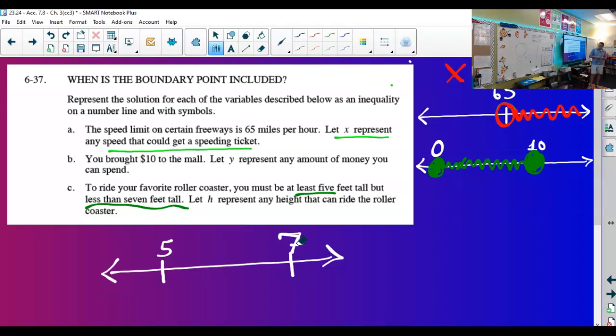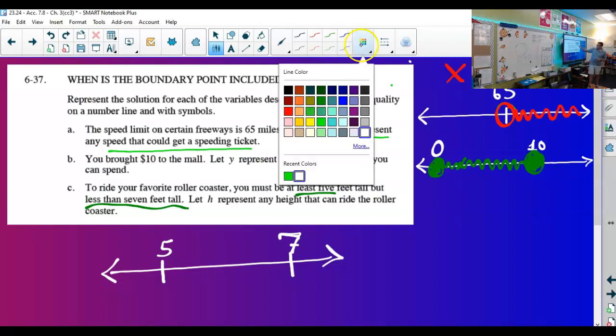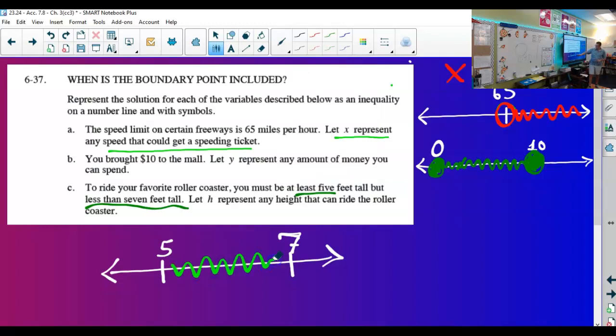Anything inside of that is fine, but anything below or above is not. What about the 5? The point at 5. Can I be 5 feet? Yes, you can. At least 5 feet tall. Yeah, I can be 5 feet. You have to be at least 5 feet. What about 7? You have to be less than 7. So can I be 7? No, because we have to be less than 7. Questions here. We cannot be 7 feet tall, kind of like the roller coaster problem we did. They figured out that's too tall.